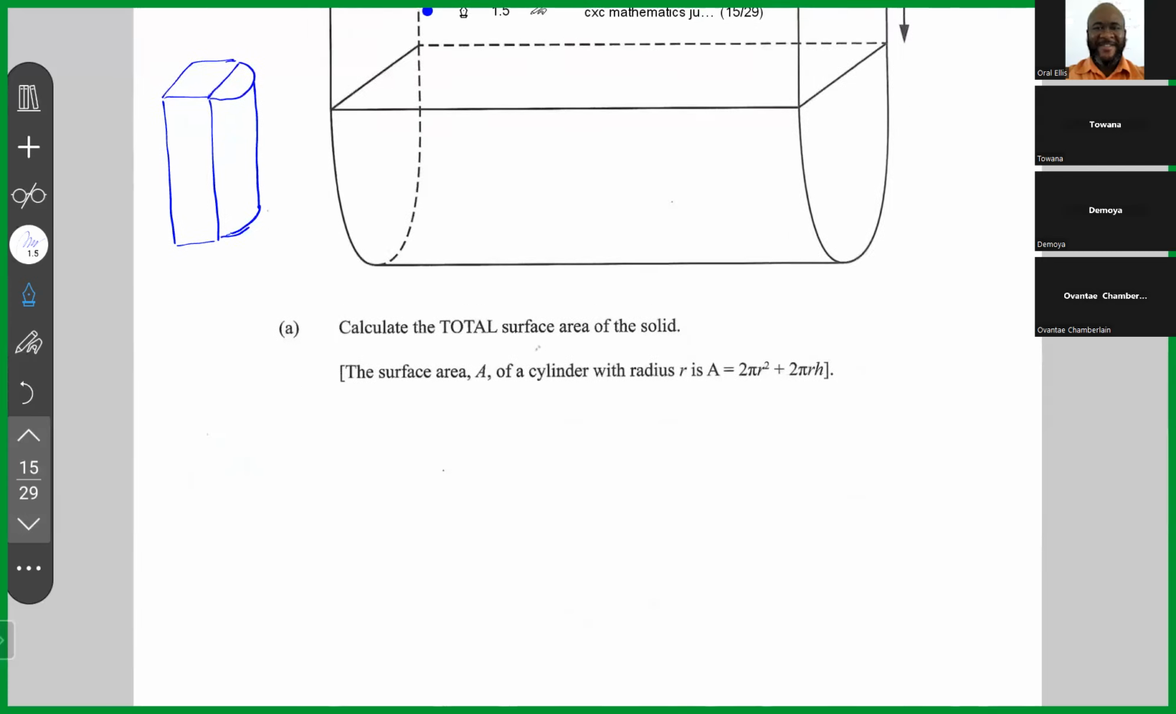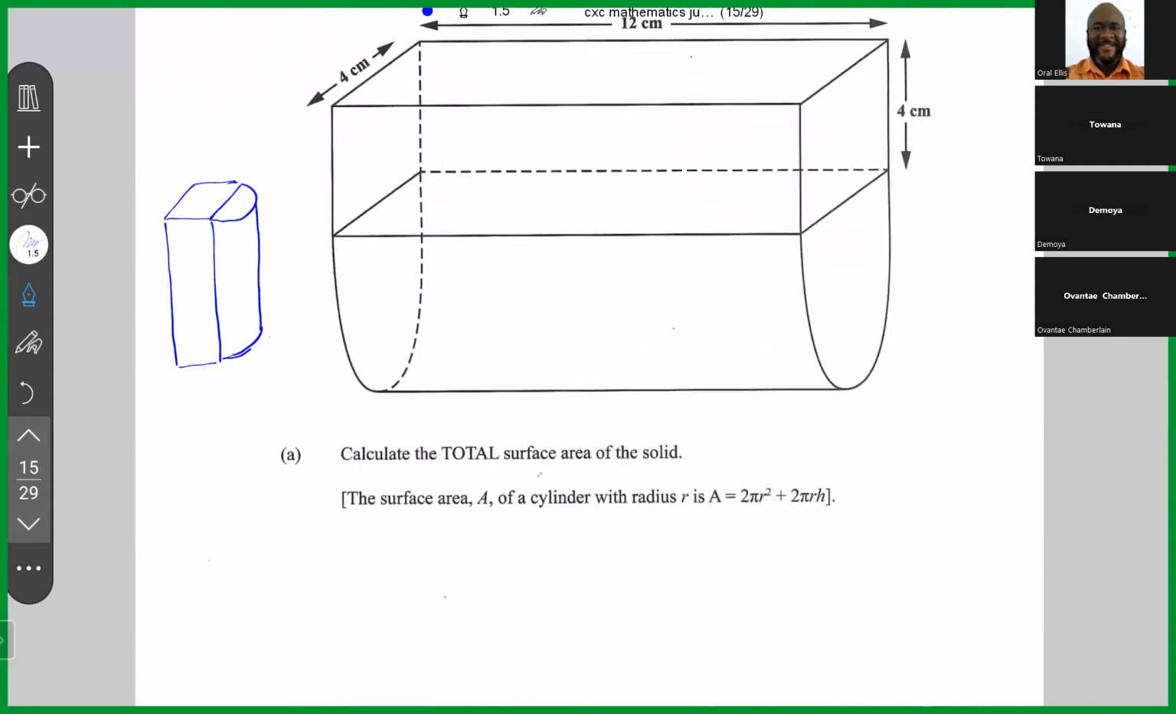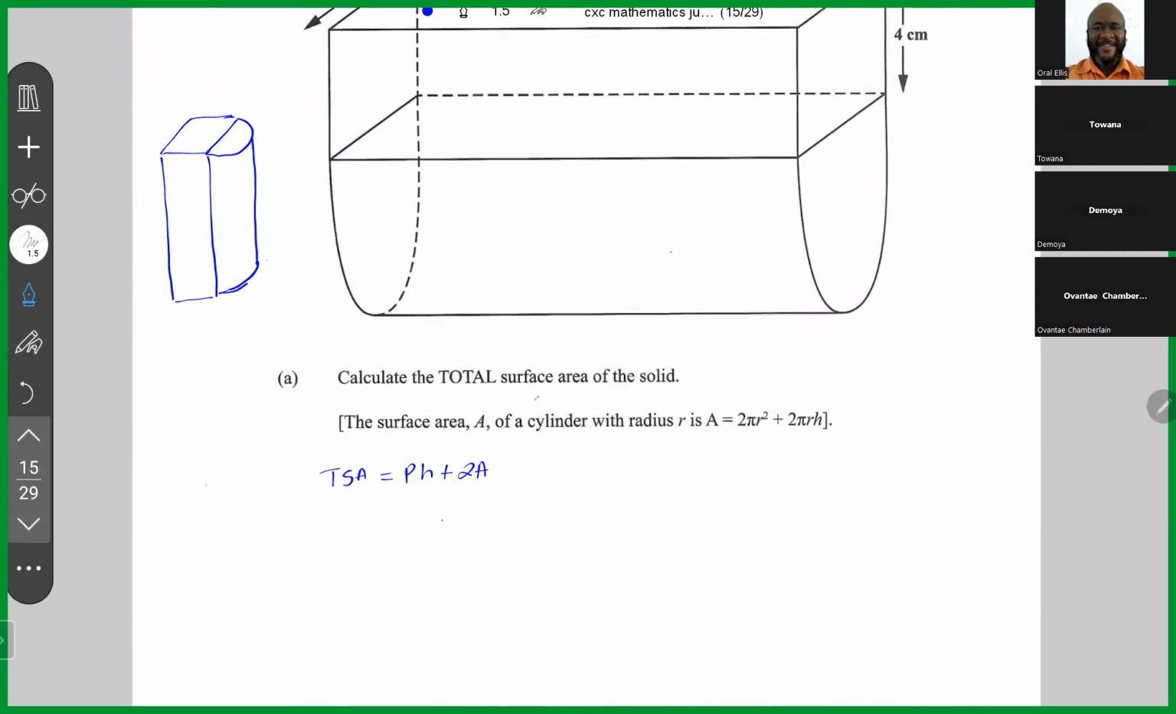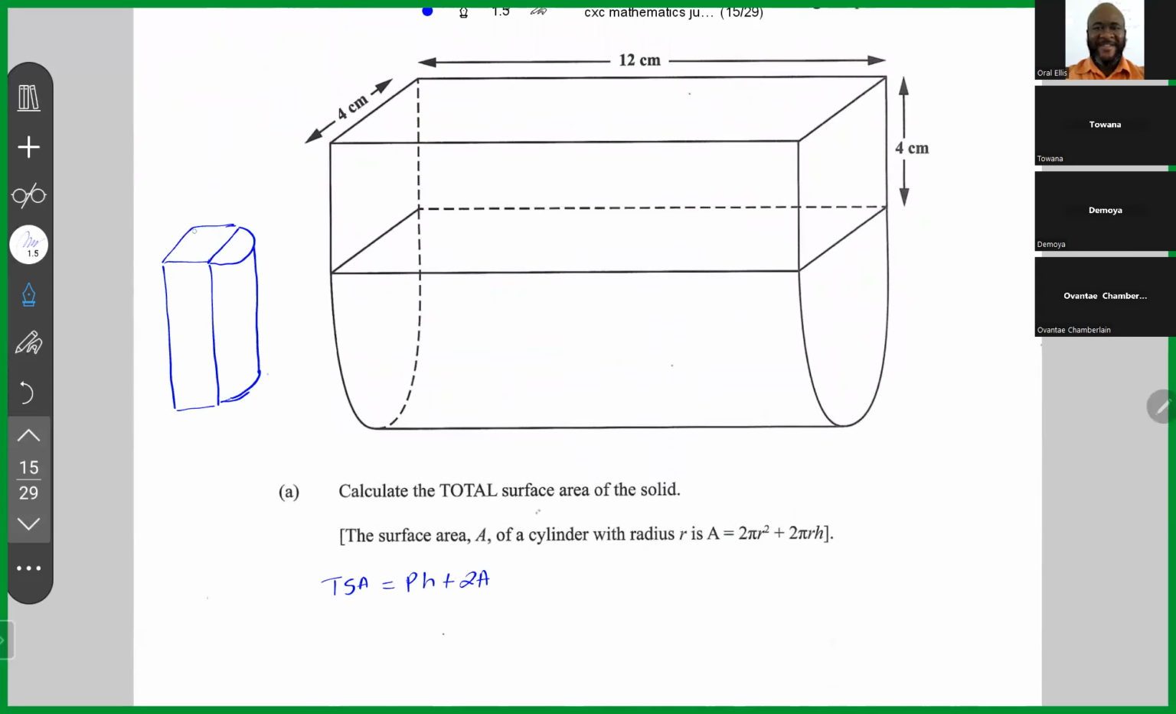Now this shape is a solid shape with a uniform cross section. The total surface area of a solid shape with a uniform cross section, you can find using the formula PH plus 2A. Now, P is the perimeter of the cross section. The cross section is a semicircle on top of a square, 4 centimeters by 4 centimeters.